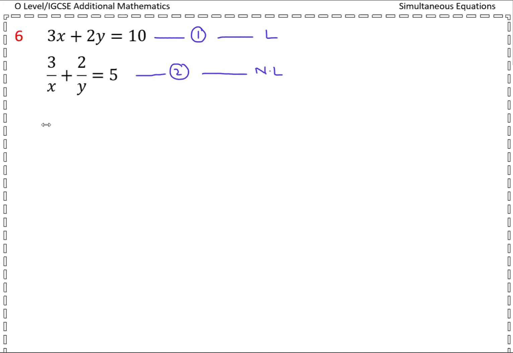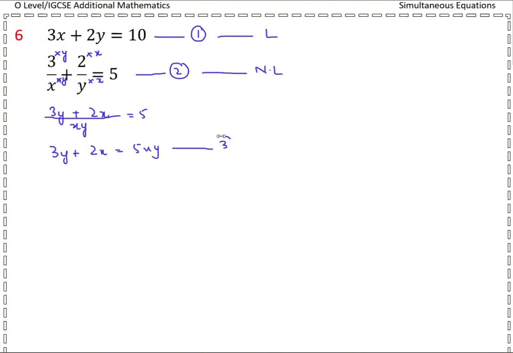We can first simplify this equation by making the denominator the same. We'll multiply this by y, so we'll multiply the numerator as well by y. We'll multiply the denominator by x here, so we will multiply the numerator as well by x. So we have common denominator xy, and we have here 3y plus 2x is equal to 5xy. Equation 3.